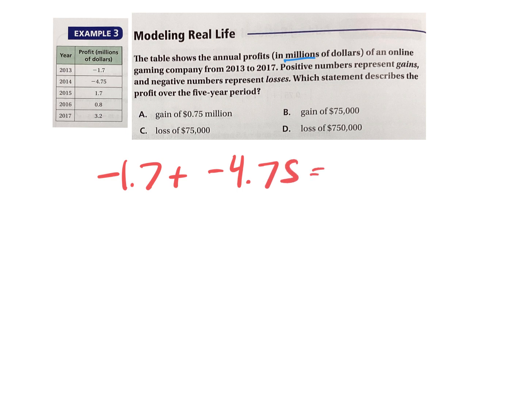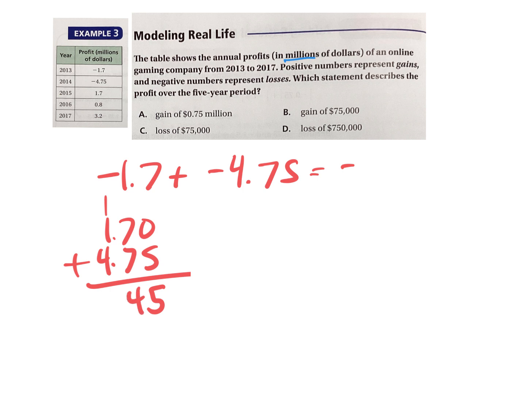So I'm going to get a negative. They're both negatives, so I'm just going to add the absolute values of those. 1.7 plus 4.75. I line all that up. Gets me 5. That's 4. My decimal drops down. And then I add that up to be 6. So my overall loss of those 2 years is $6.45 million, or $6,450,000 I lost.